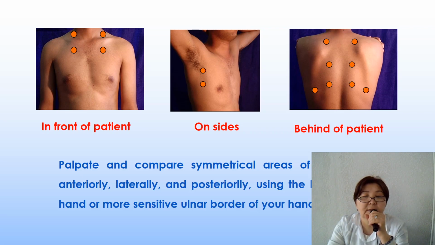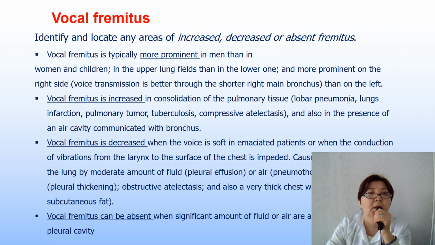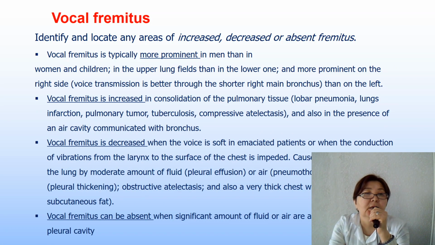Palpate and compare symmetrical areas of the lungs, anteriorly, laterally, and posteriorly, using the ball of your hand or the more sensitive ulnar border of your hand. Identify and locate any areas of increased, decreased, or absent fremitus.